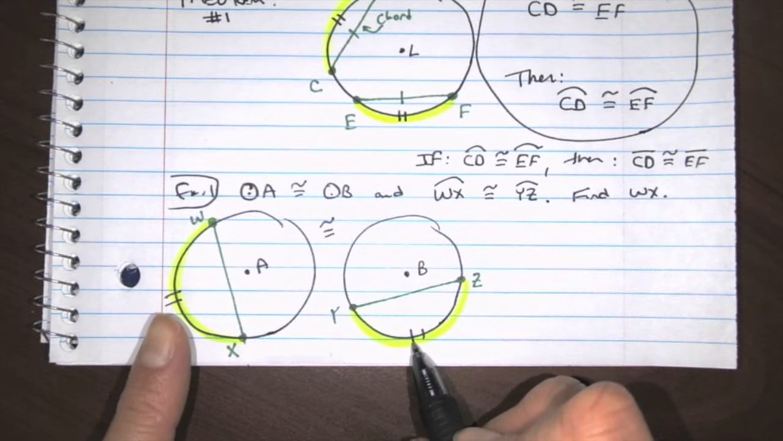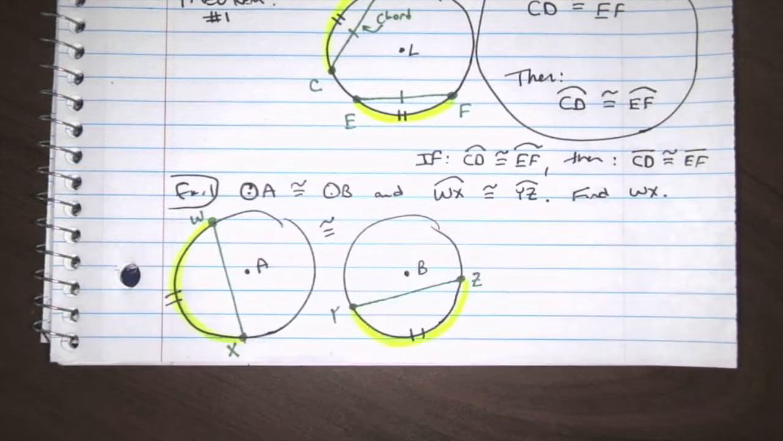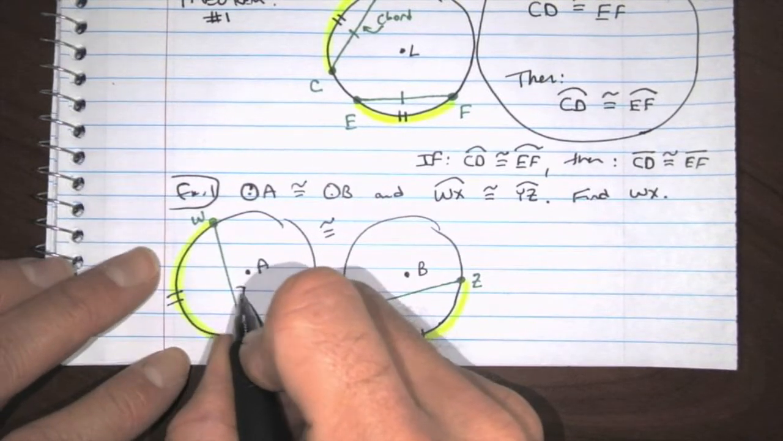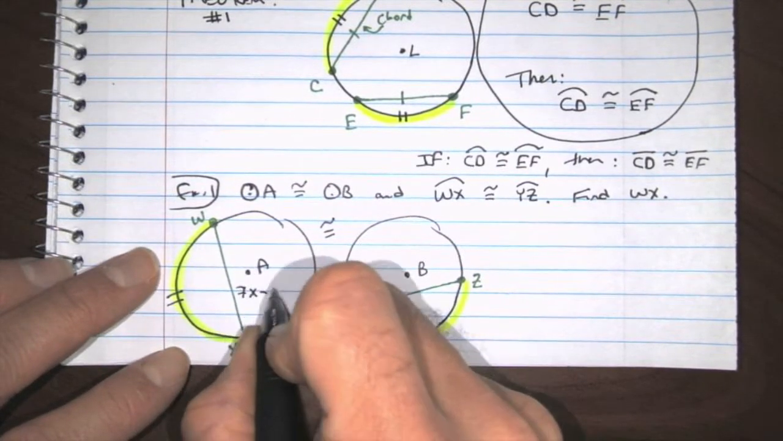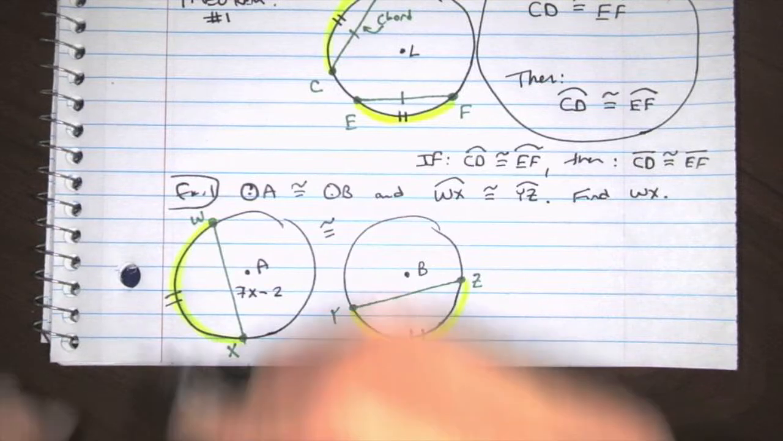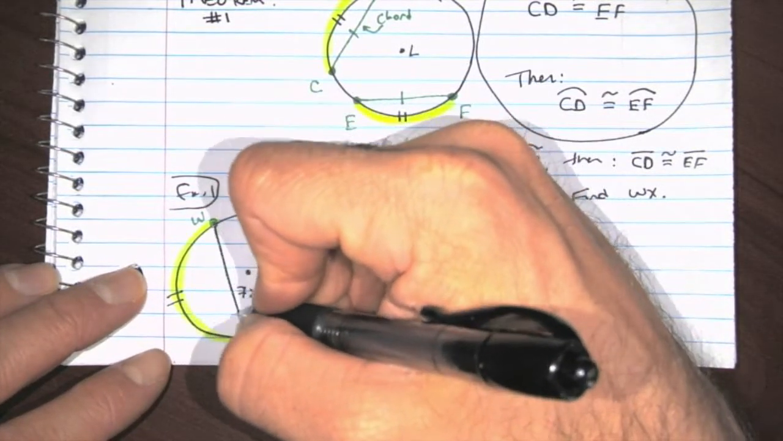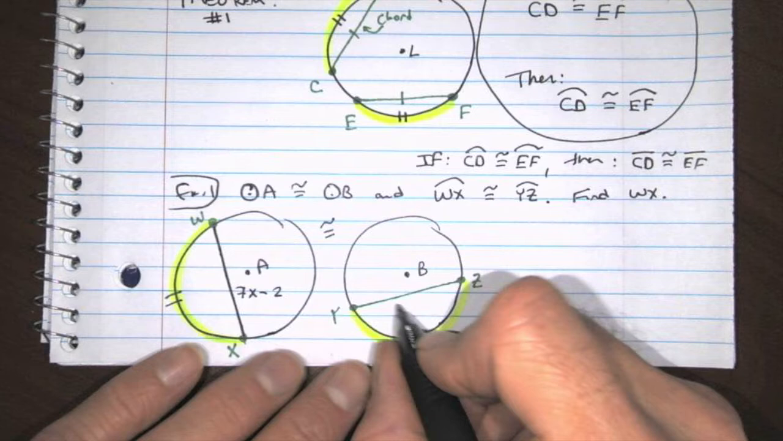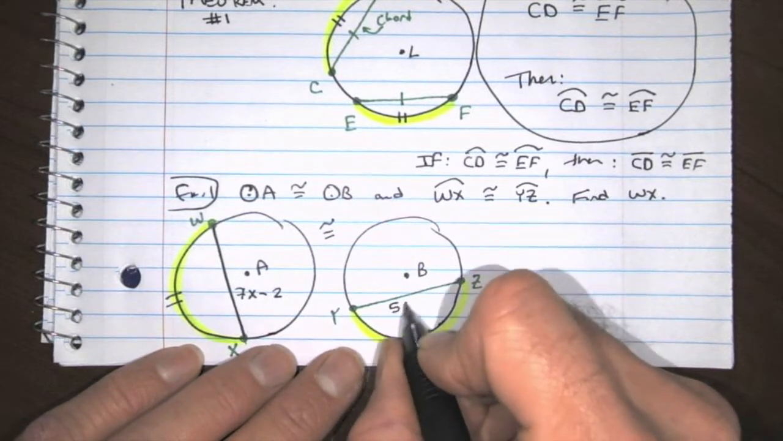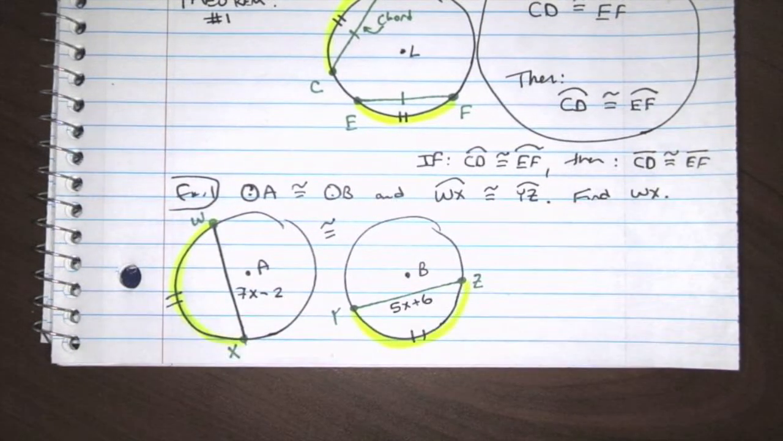We need to find WX. We need to find this distance here. Now, I got a little more information for you. Here we go. This chord is 7x minus 2. So from W to X is 7x minus 2. And this chord over here from Y to Z is 5x plus 6.